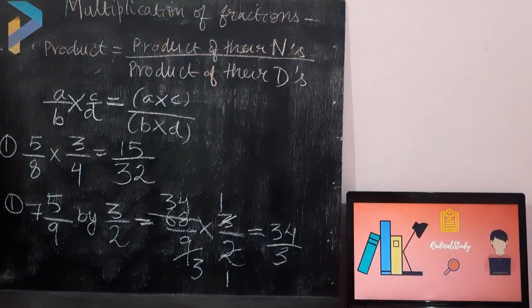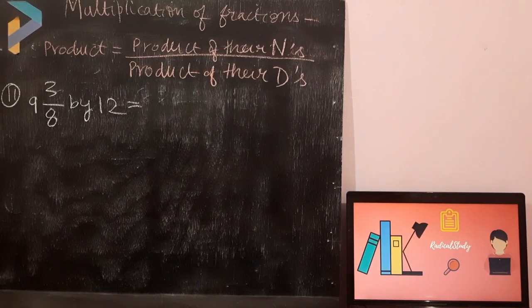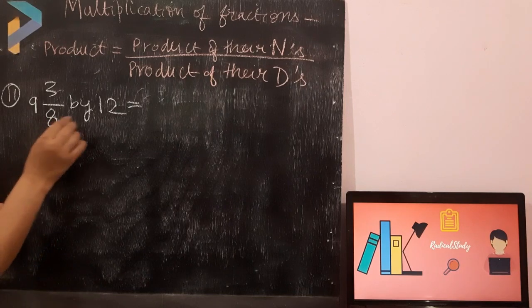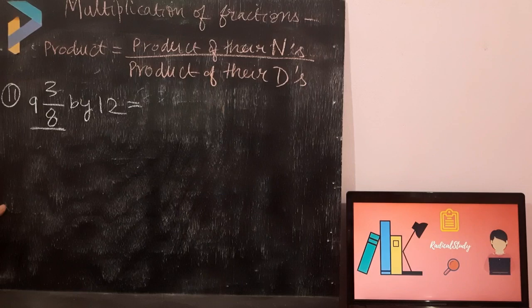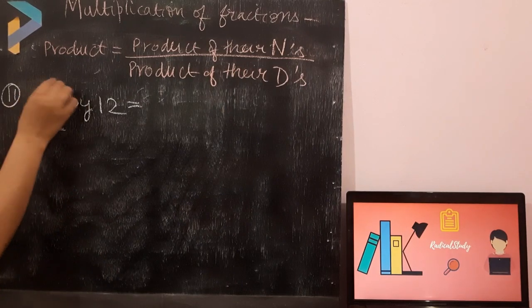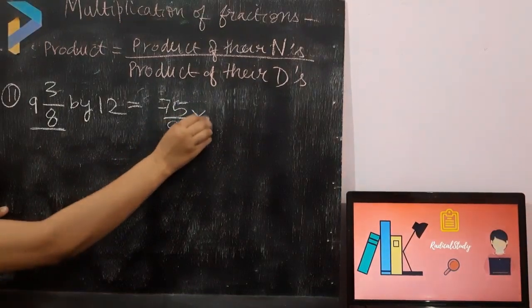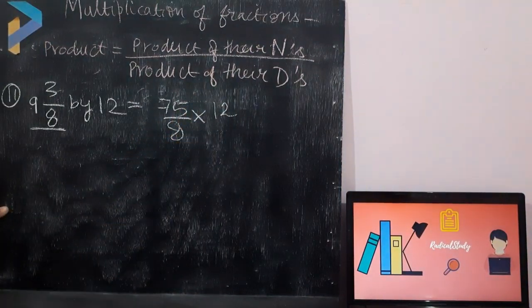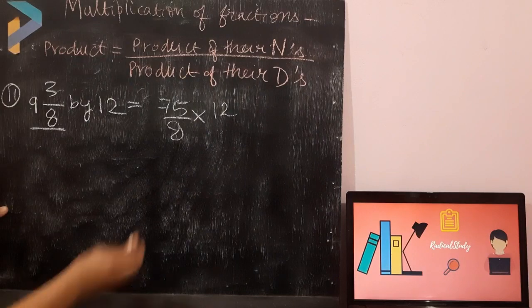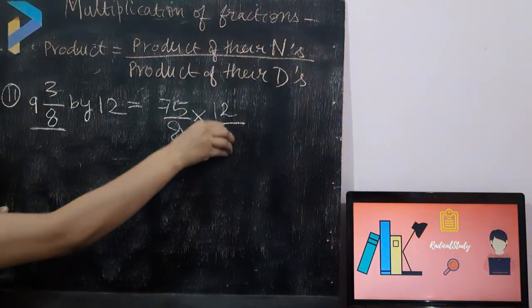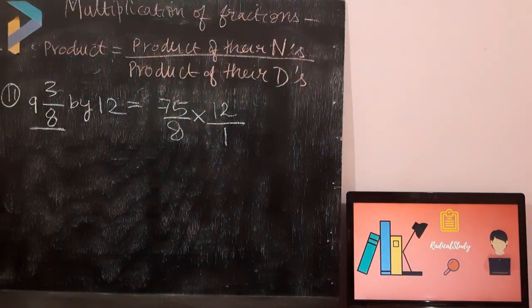So students, now pay attention. I am going to take one more example. So the next example is 9 3 upon 8 by 12. You have to multiply this by 12. So firstly, this mixed fraction will be converted into improper fraction. So 8 9s are 72. 72 plus 3 will be 75 upon 8. Now you have to multiply it by 12. As I have told you, if there is no denominator or numerator, you have to consider it as 1.